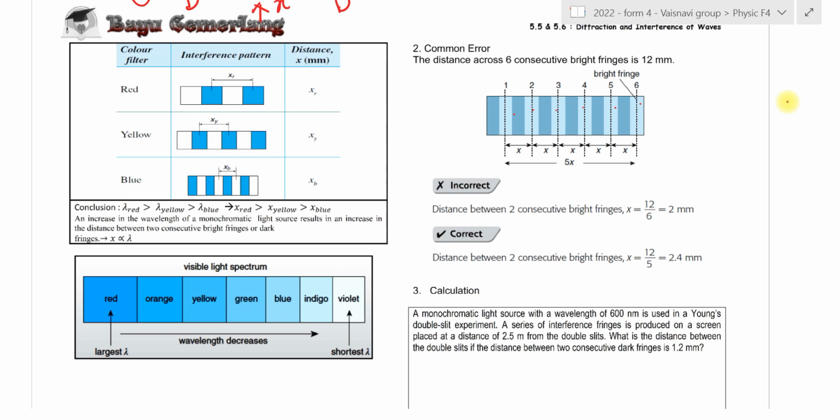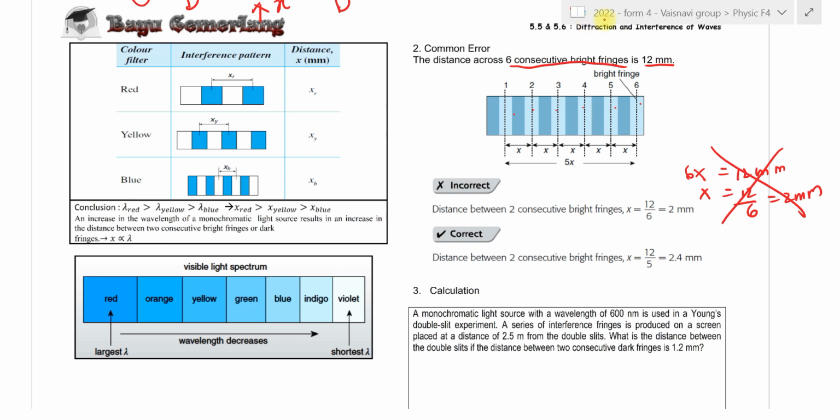Okay. Sebab kita nak kira apa? Kita nak kira X lah kan. Okay. So sekarang kita ada dia tengok. Dia baca saja 6 consecutive bright fringe is 12 mm. Maksudnya dia akan baca macam ni. Consecutive bright fringe tu 6x adalah 12 mm. Jadi X dia adalah 12 divide 6, which is equal to 2 mm. This is wrong. Bukan macam tu.